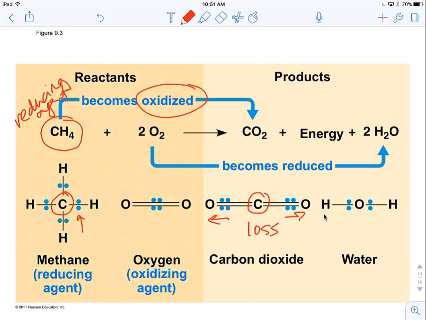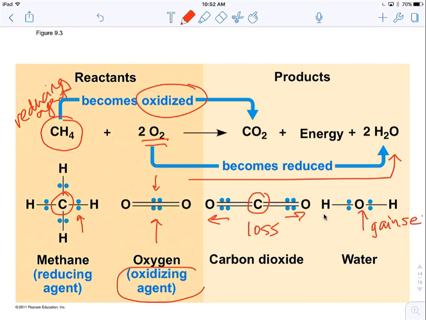Okay, and then if you look at oxygen, oxygen here has an equal share of the electrons, okay? And then as it gets converted into water, again, it's now in a polar covalent bond. So the electron sharing is increased for oxygen. So it in a sense gains electrons because the sharing is now unequal in oxygen's favor. And that makes oxygen, not surprisingly, an oxidizing agent.